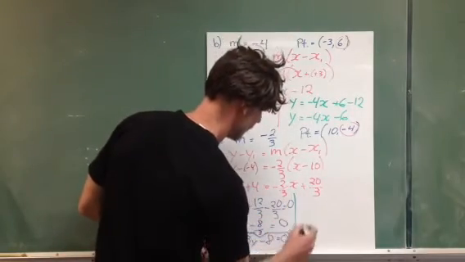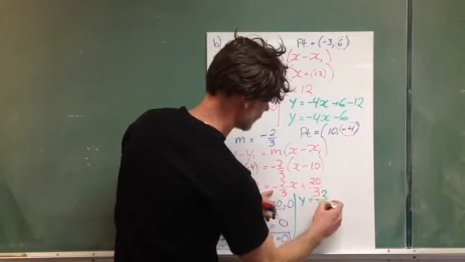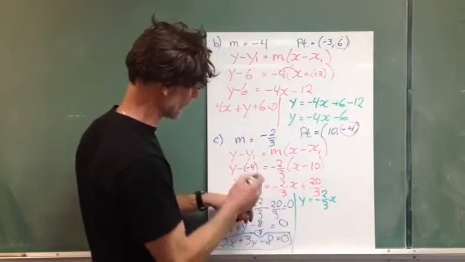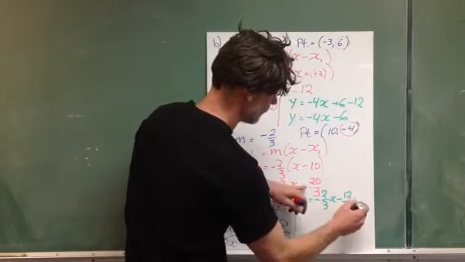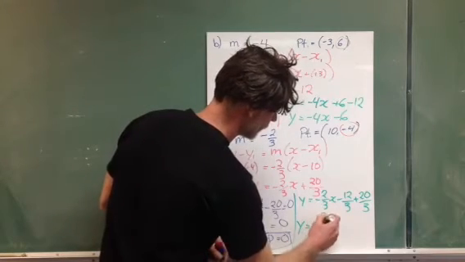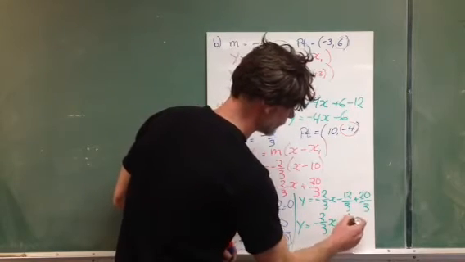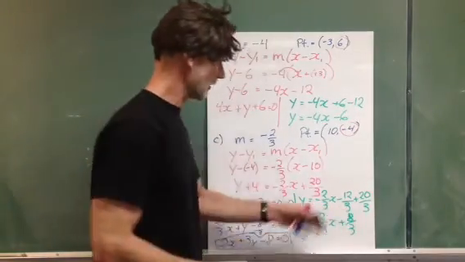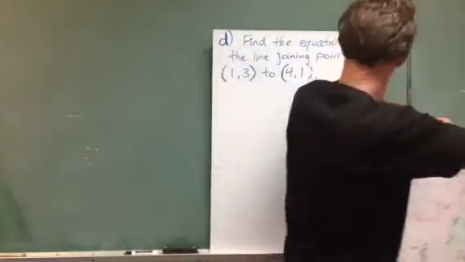Y-intercept. y equals negative 2/3 x. And I'm going to bring this over as thirds again, so that's 12/3. I'm going to bring it over as negative 12/3 and positive 20/3. So that's y equals negative 2/3 x. Negative 12/3 and positive 20/3 is positive 8/3. Okay, so fractions are no problem in that form. I'm done.